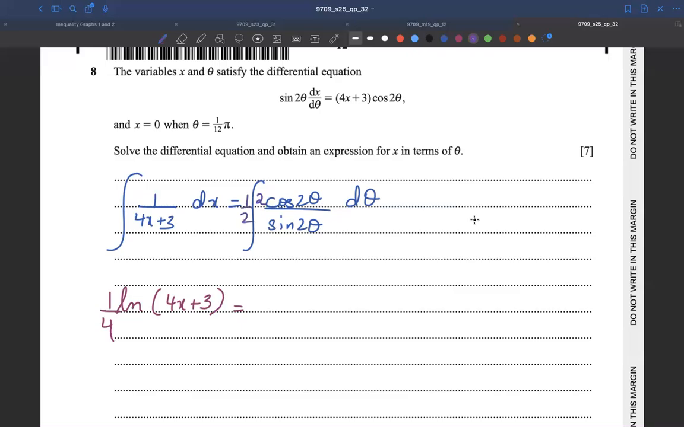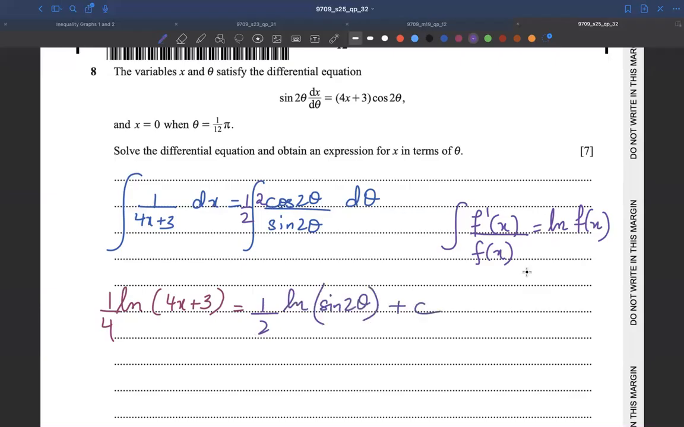And now using this integration property, that if we have the derivative in the numerator and the function in the denominator, this can be written as ln of f of x. So we have the function in the denominator and its derivative in the numerator. So this can be written as half ln of sine 2 theta, and then we add a constant plus c over here.